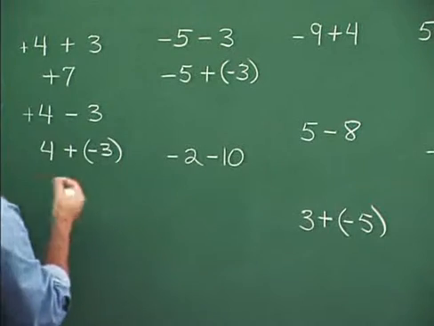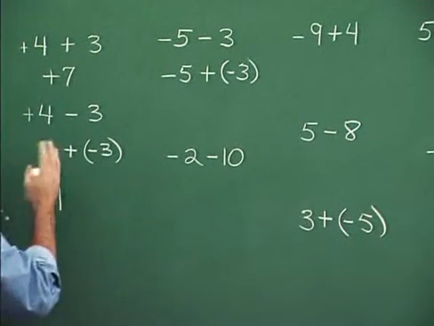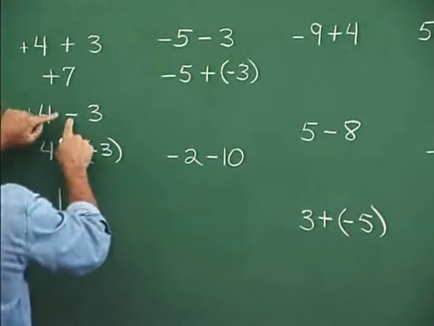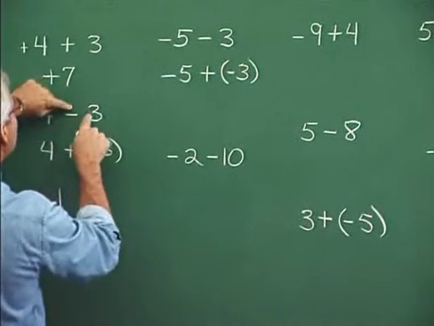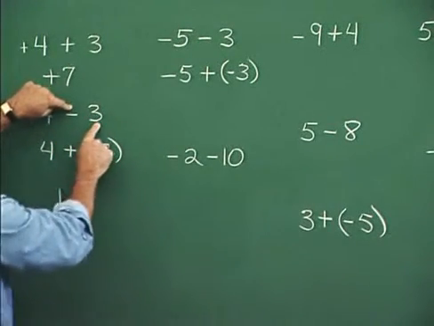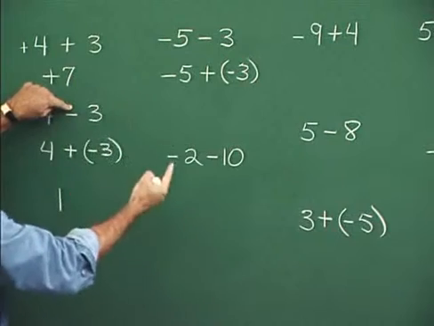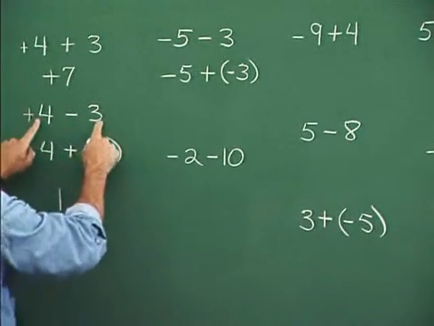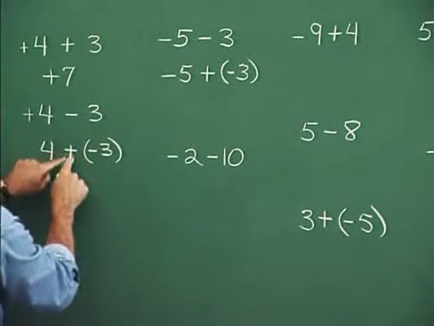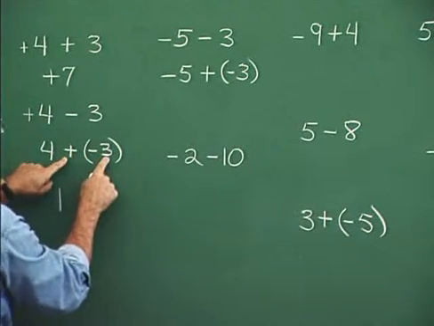Now, another way to think about this is to do this. We can say, gee, subtracting 3 is the same thing as adding the opposite of 3. So this could be shown as adding the opposite of 3, which is negative 3.